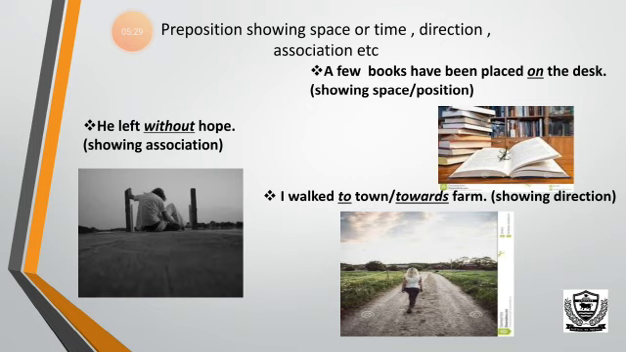In the first picture, he left without hope. So without is showing the association. In the second picture, a few books have been placed on the desk, showing the space or the position of the books. In the third and last picture, I walked to town. So to is basically representing where that person is going. I walked to town, or towards the farm, or towards somewhere. This is showing the direction.